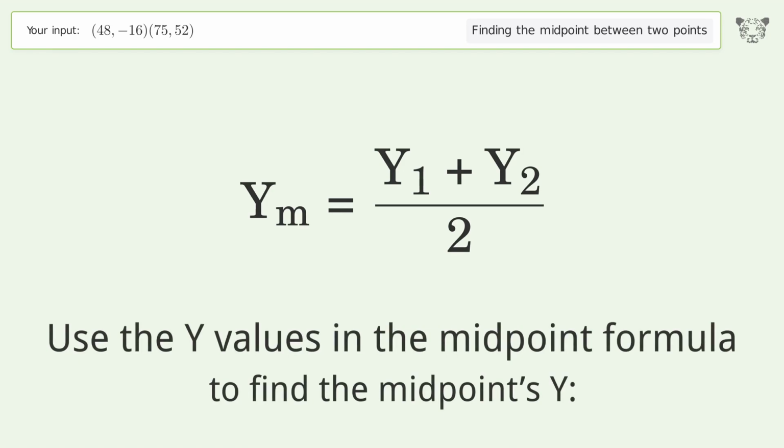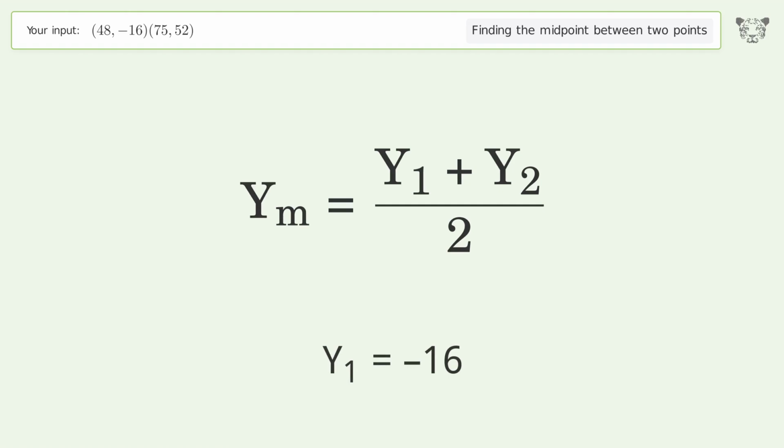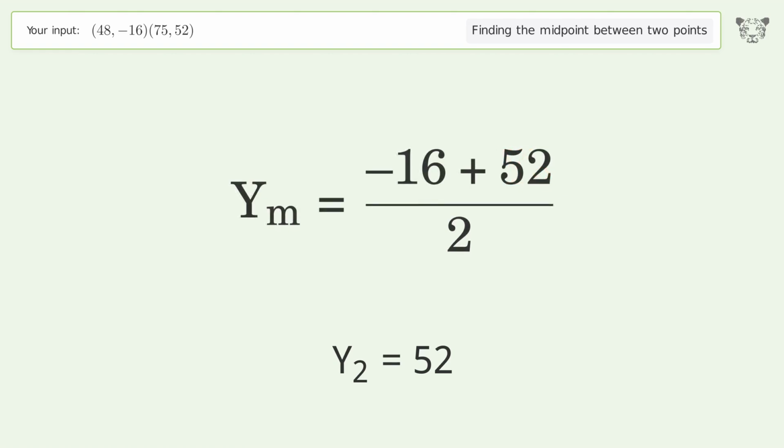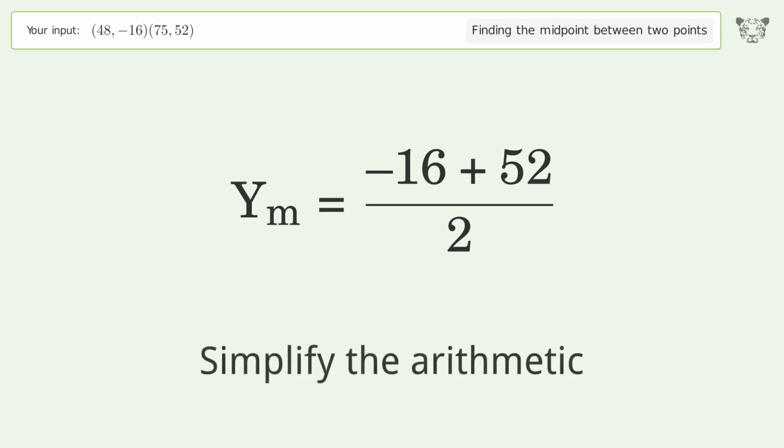Use the y values in the midpoint formula to find the midpoint's y. y1 equals -16. y2 equals 52. Simplify the arithmetic.